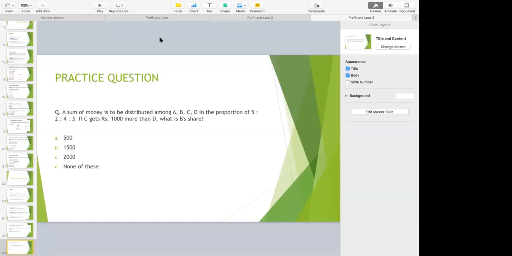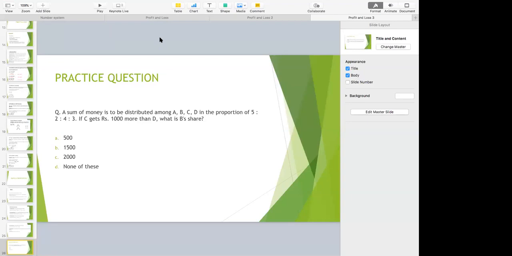So the question is saying that a sum of money is to be distributed among A, B, C, D, 4 people in the ratio of 5 is to 2 is to 4 is to 3. Okay, so I'll stop here. I will not read the question further. First, I will try to break this information into the usual form. So 5 is to 2 is to 4 is to 3.